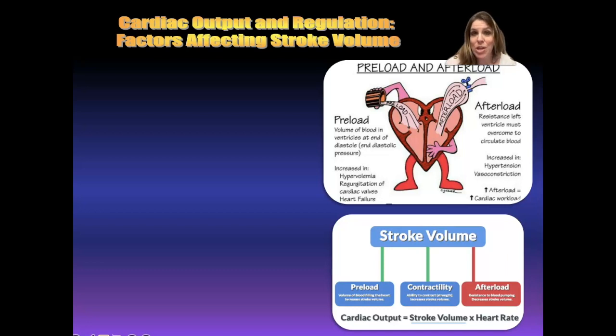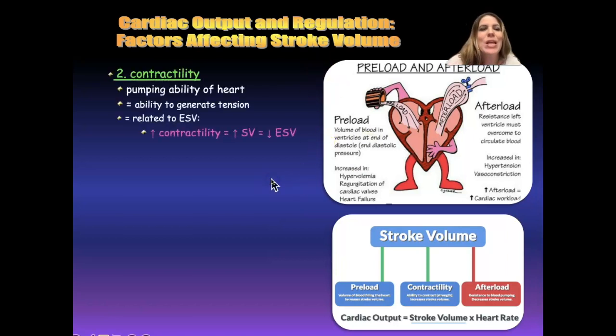The first one we just talked about was preload. Preload is the volume of blood in the ventricles at the end of diastole. In other words, how much blood you can fill in there. So what you've got to work with, right? The second thing is contractility. This is the ability of the heart to actually pump. What's going to be the strength of that contraction? In other words, it's the ability of that heart to generate tension so that we can force that blood out.